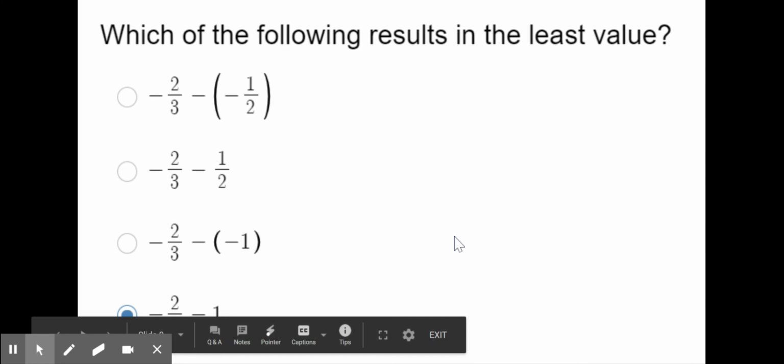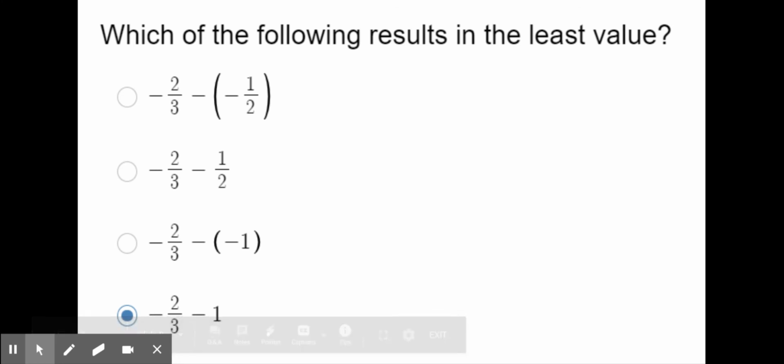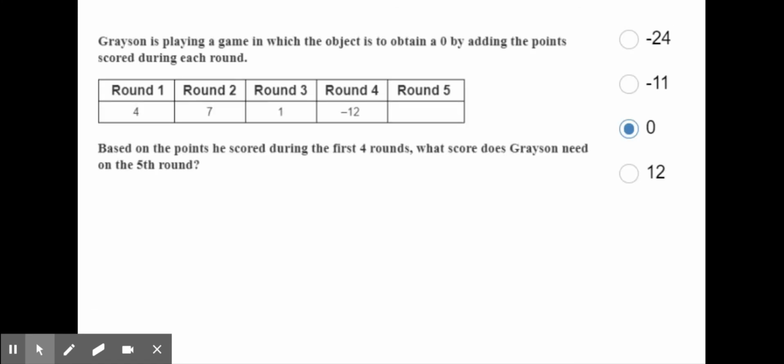Okay, and then the least value is going to be answer choice D. And then for this one, he would need 0 points because he already had 0 points, and if he wants to stay at 0, he needs to score 0 for round 5. And that is it. I'm going to add the integer slide in as well so you can check those out. And that is your review for your Unit 1 test.